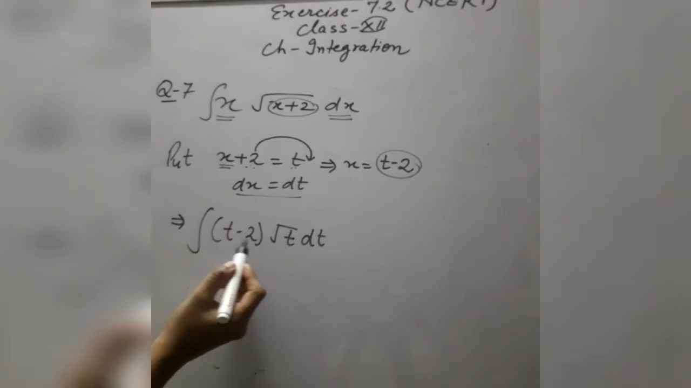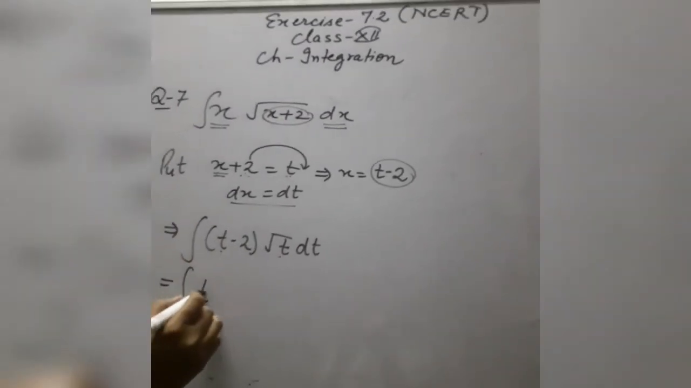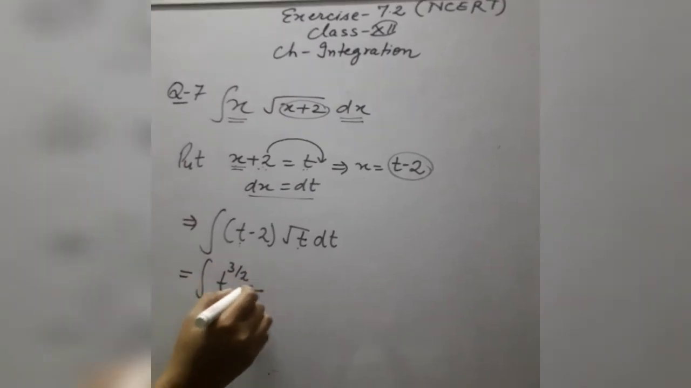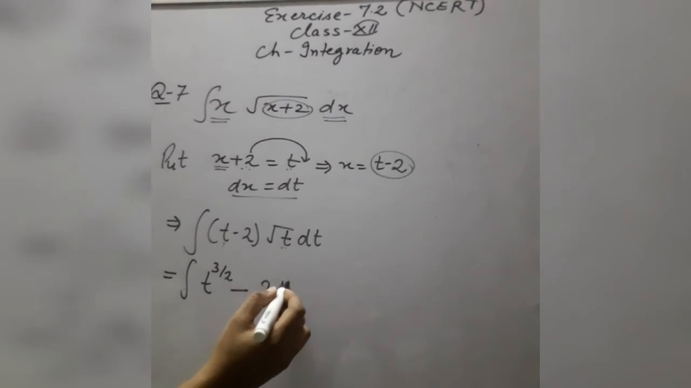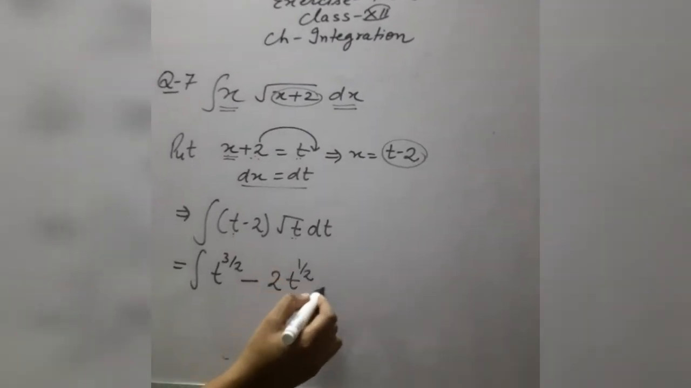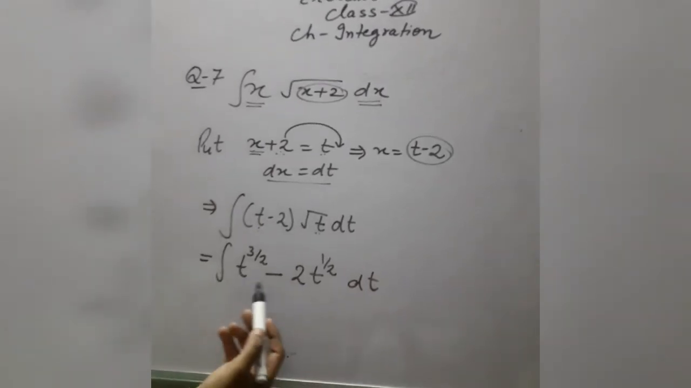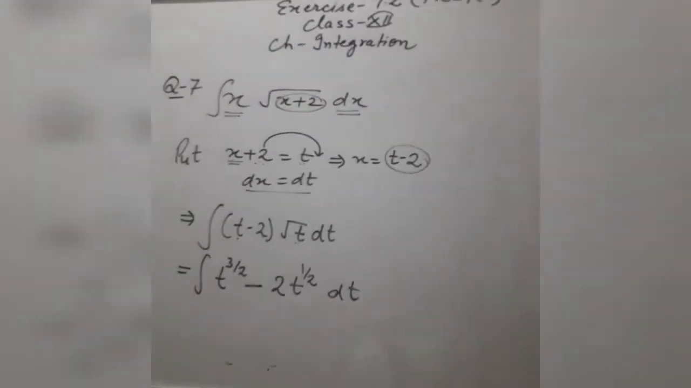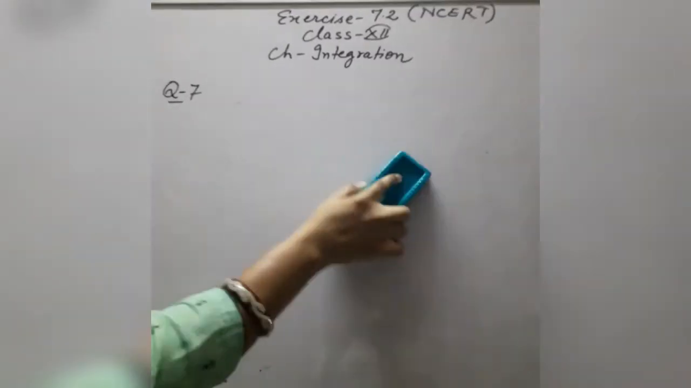Now you can multiply root t inside. If you multiply root t by t, it becomes t raised to power 3 by 2. And if you multiply root t by 2, it becomes 2 root t, means 2 into t raised to power half. Now very easily you can integrate these two terms, and in the last step put the value of t, means x + 2. Now see question number 8.